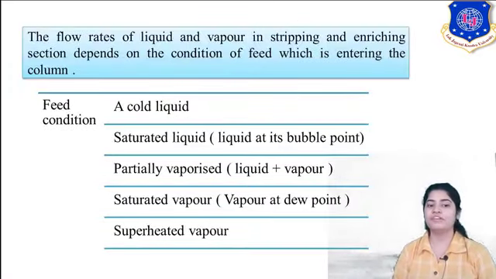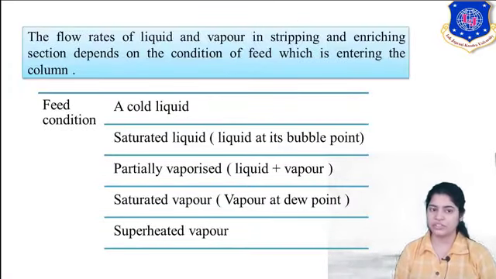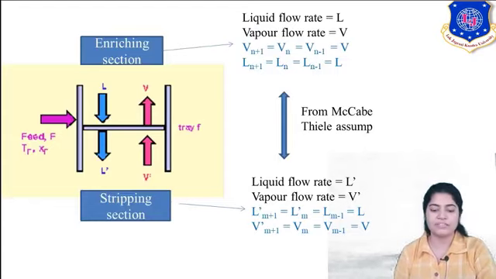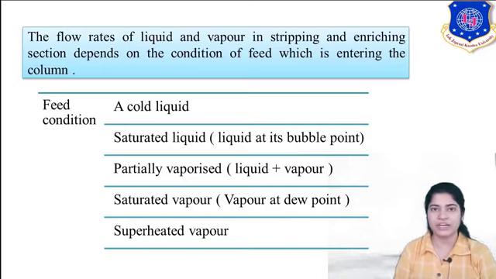The flow rate of liquid and vapor in stripping and enriching section depends on the condition of feed which is entering the column. Suppose in your enriching section your liquid flow rate is L, whereas vapor flow rate is V. But same is not the case for stripping section. So why is that? See, you are introducing the feed, so already some amount of liquid might be there. Now because feed is introduced, it might be liquid also, vapor also. So of course it's natural that now the flow rate will change. So we will see how it depends on the feed condition.